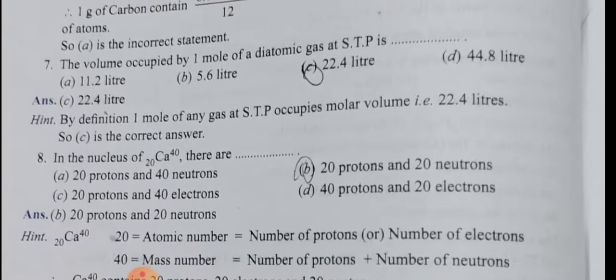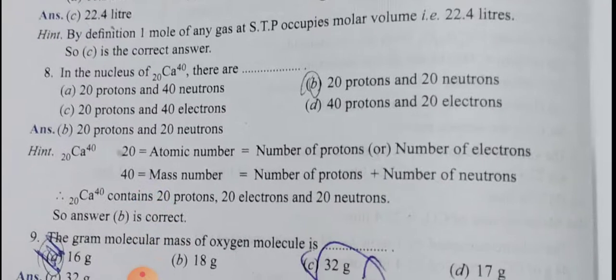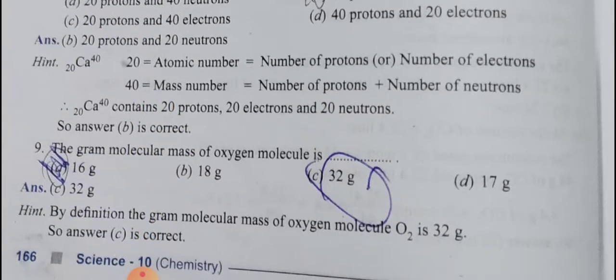In the nucleus of calcium-40 (20Ca40), there are 20 protons and 20 neutrons. So 20 is the atomic number, 40 is the mass number. To find the number of neutrons, n = A - Z, that is 40 - 20, so 20 neutrons. Then the gram molecular mass of oxygen molecule, for molecular formula O2, 1 oxygen is 16, so 2 × 16 is 32 gram.